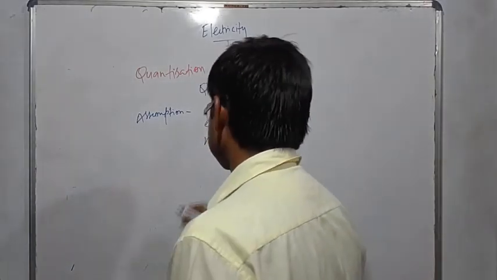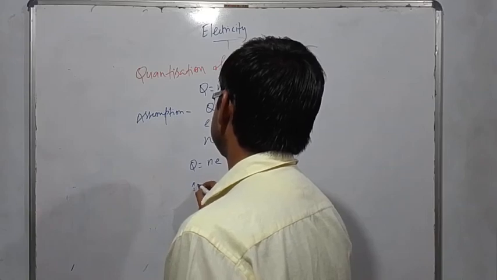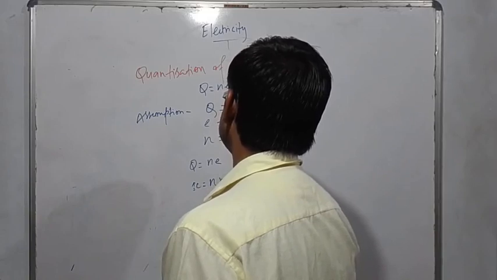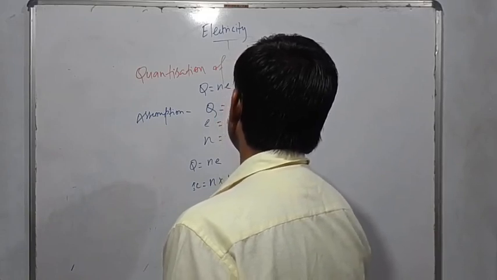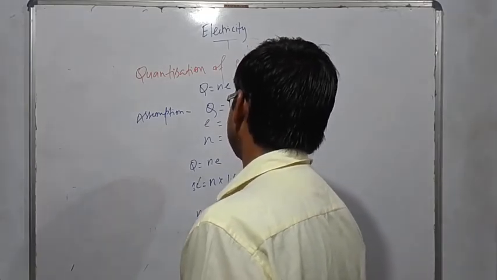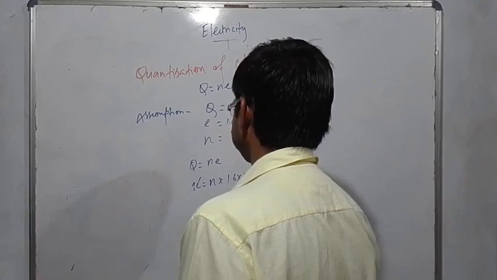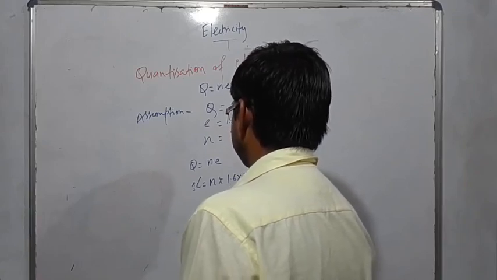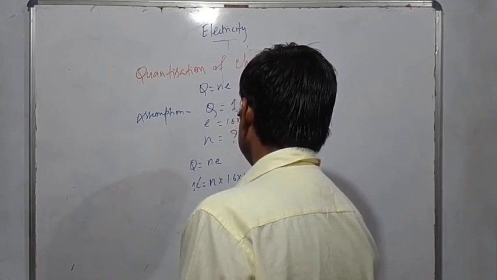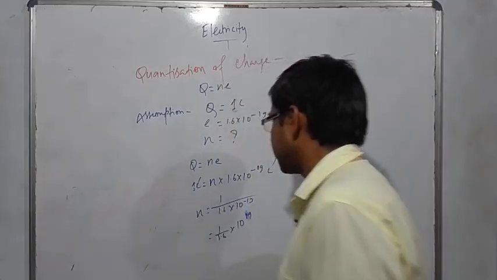Q is equal to N into E. Q is 1 coulomb, and N we need to calculate, and the value of E is 1.6 into 10 to the minus 19 coulomb. Coulomb cancels out. N is equal to 1 by 1.6 into 10 to the minus 19. We can write this thing this way, simply we can write this.